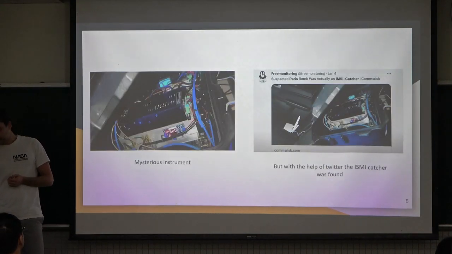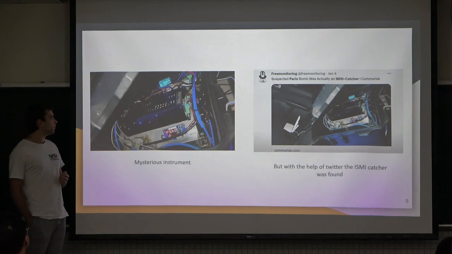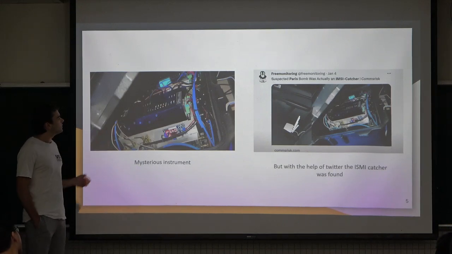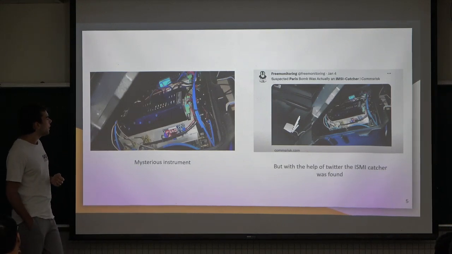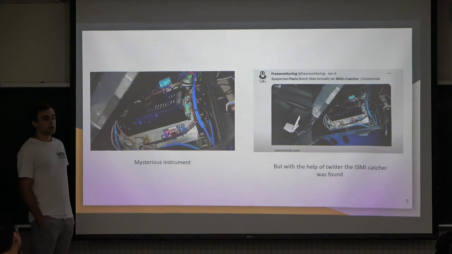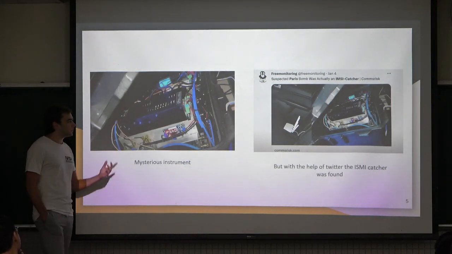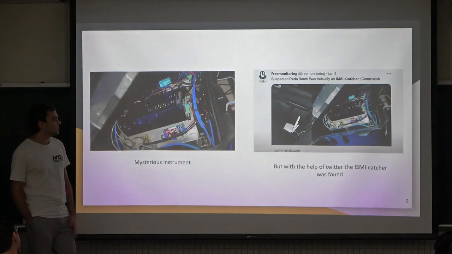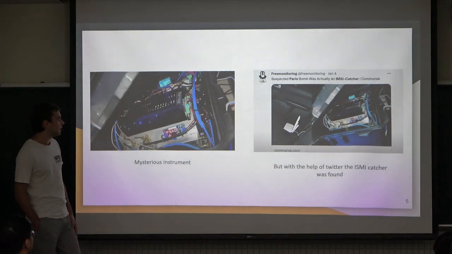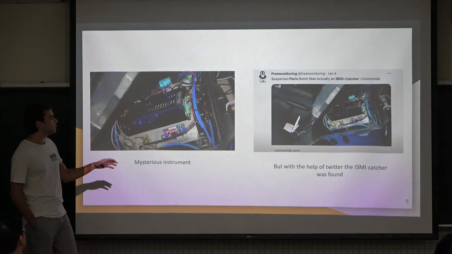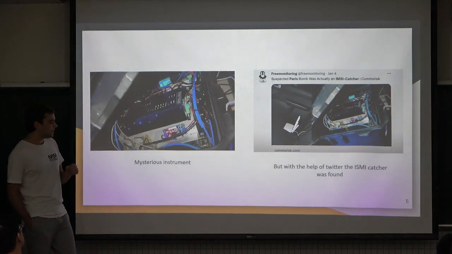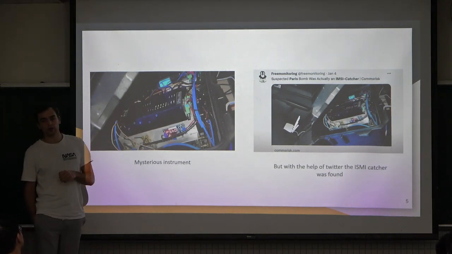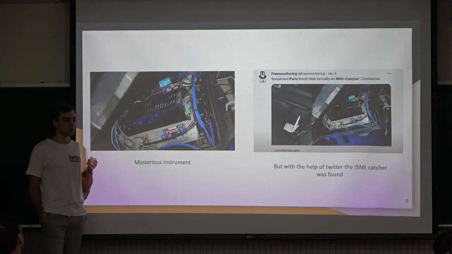Fortunately, they had taken a picture first. This is the picture that they took, where we can see a strange instrument in the back of the car. They didn't know exactly what it was and asked on Twitter. A Twitter user found that it was an IMSI catcher, and now we will try to understand what it was doing in this car and how it works.